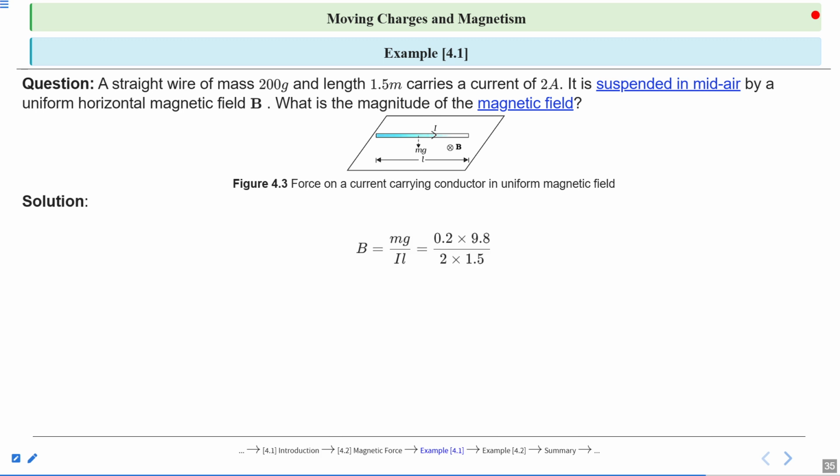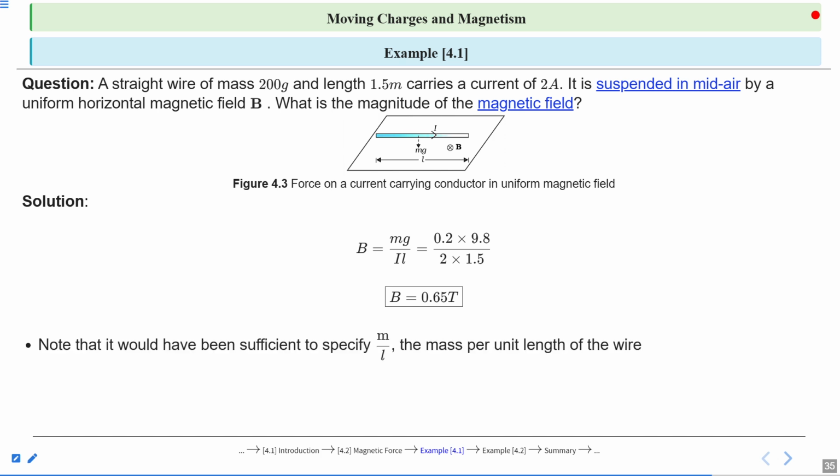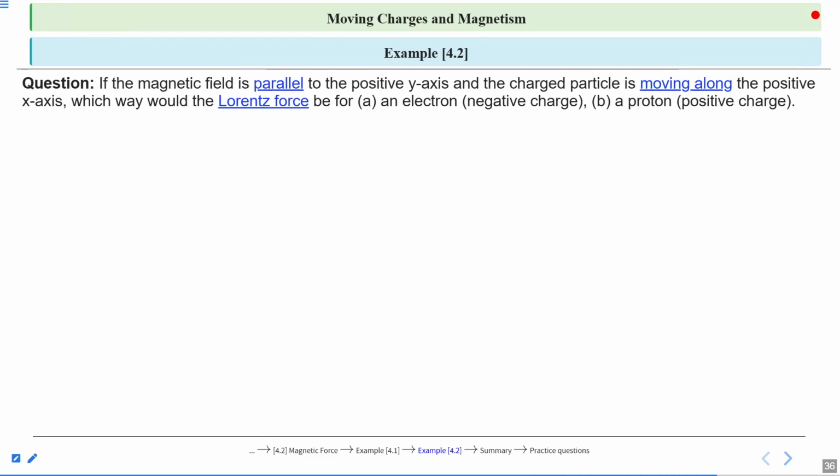Now we can rearrange and find the value of B equal to mg upon IL equal to 0.2 into 9.8 upon 2 into 1.5. So magnetic field is 0.65 Tesla. Note that it would have been sufficient to specify m by L, mass per unit length of the wire. Earth's magnetic field is approximately 3.6 into 10 to the power minus 5 Tesla.